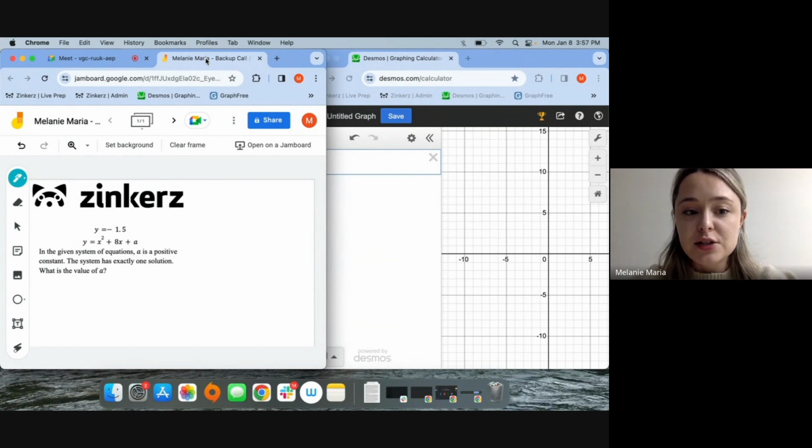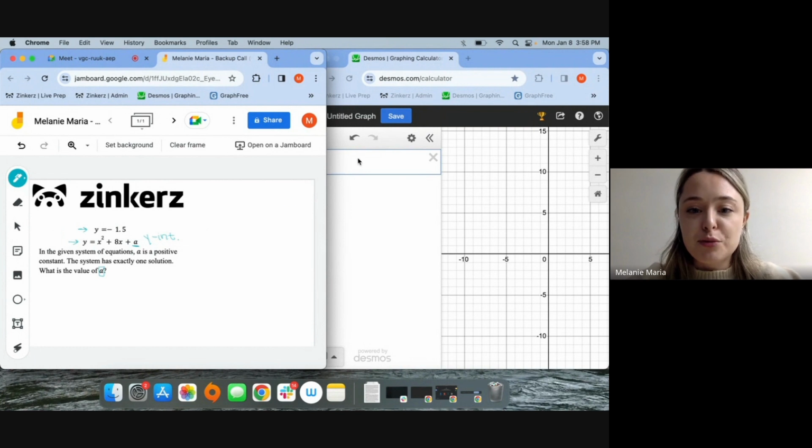Our system here is y equals negative 1.5 and y equals x squared plus 8x plus A. What we know about those two lines, right off the bat, is that this is a horizontal line, which I'll graph in a second, and this is a quadratic equation, so it'll look like a parabola. The thing we're solving for is the value of A, which is this value right here. If you recall from what we know about parabolas and quadratic equations, this constant value is our y-intercept. So this will be a piece of information that I will use later just to check our answer.